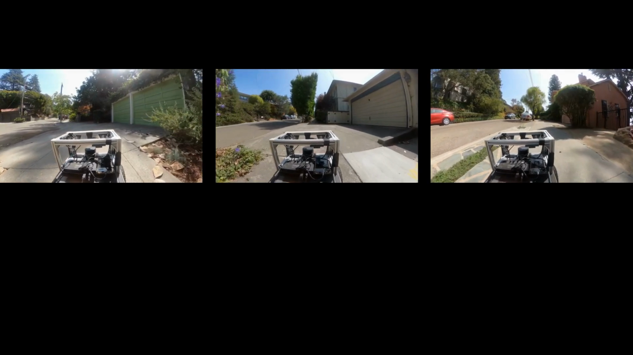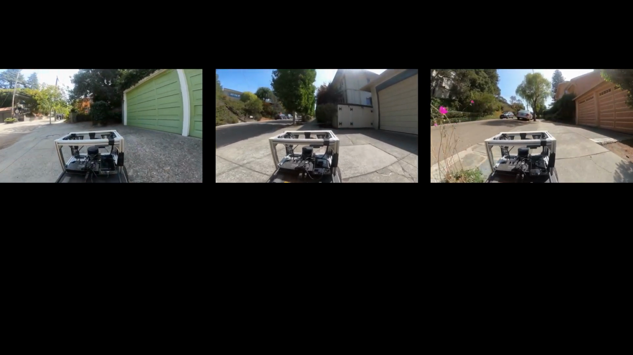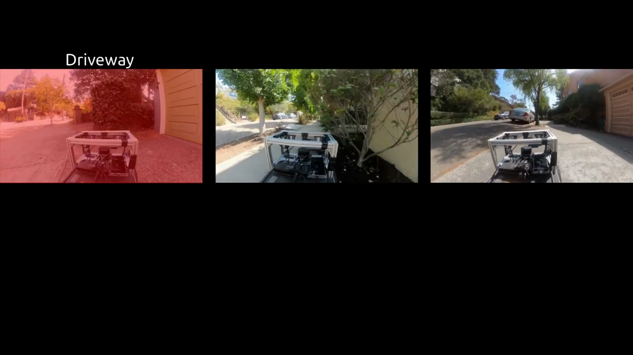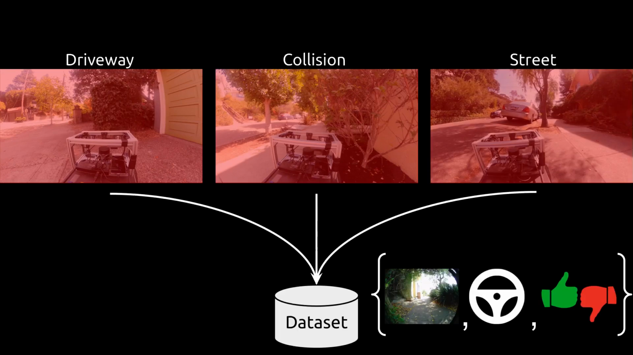Our method works by learning from data that is already collected during standard testing. For our sidewalk robot, this includes disengagements resulting from driving into a driveway, colliding, and driving into the street. The dataset consists of only the robot's onboard sensors, such as camera images, the robot's commanded actions, such as the steering angle, and whether the robot autonomy mode was engaged or disengaged.